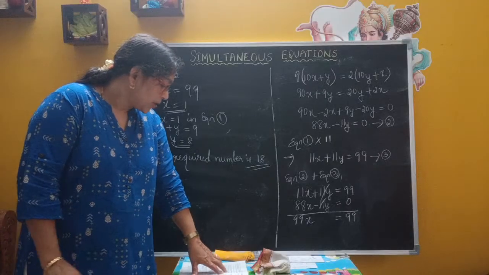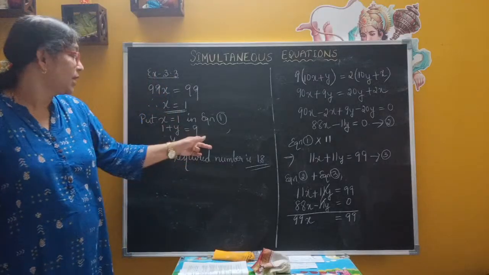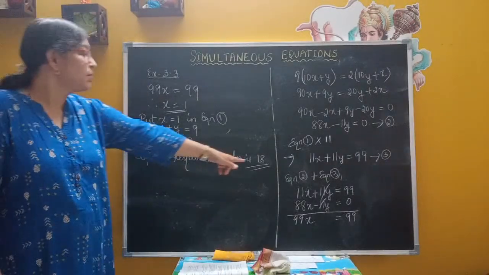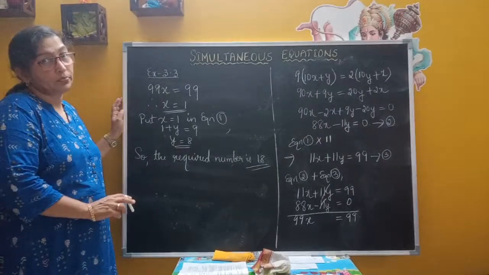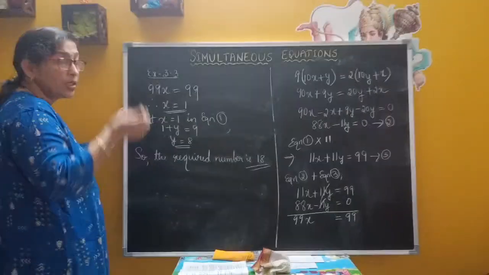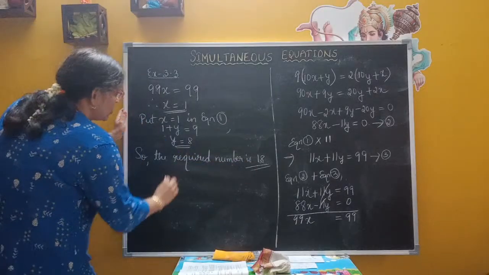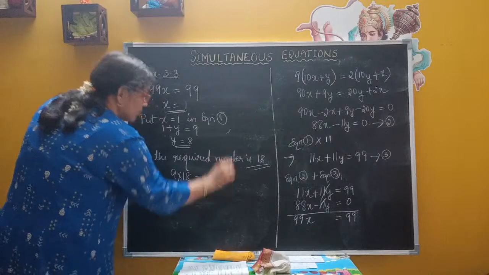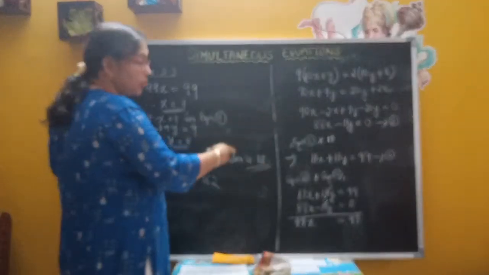Condition is 9 times this number. Okay, first thing, yes, 1 plus 8 is 9, correct. Second condition, 9 times the first number, 9 times 18, how much? 18 nines are how much? 162. Okay, so 9 times 18 is 162. Then that is twice the number obtained by reversing.